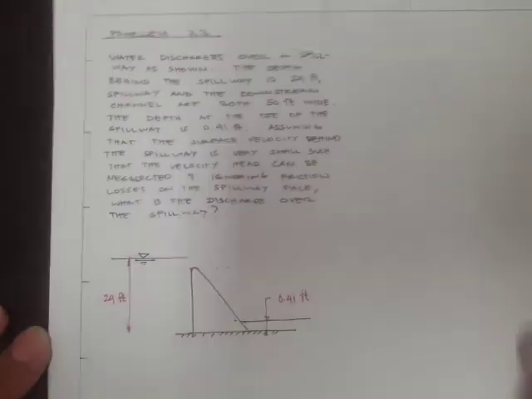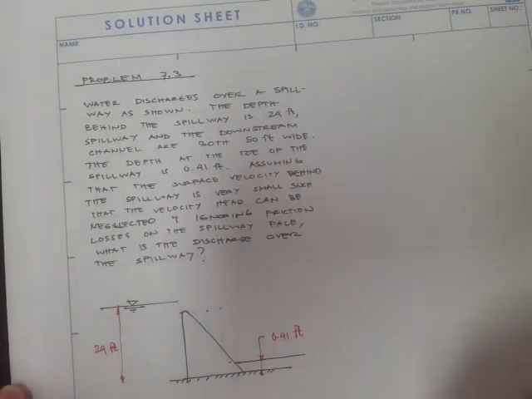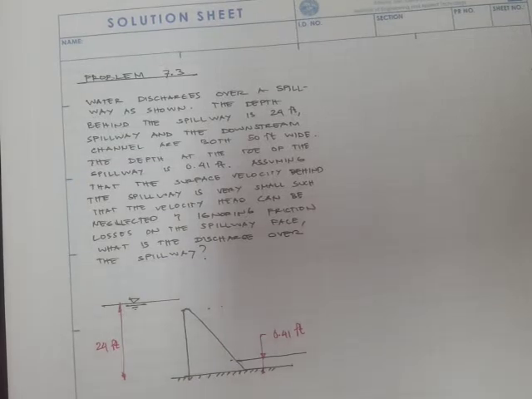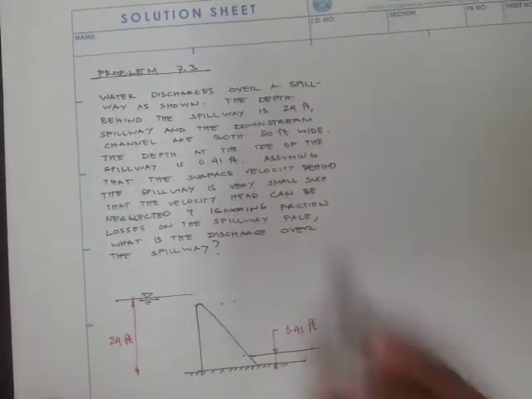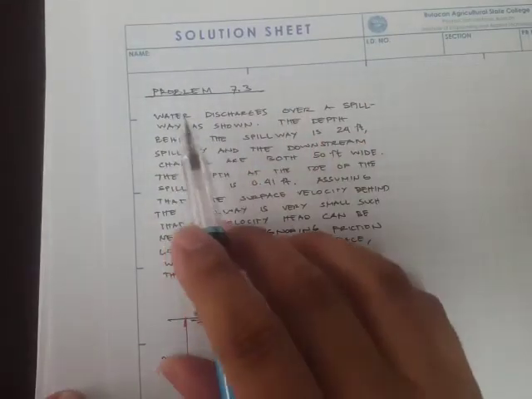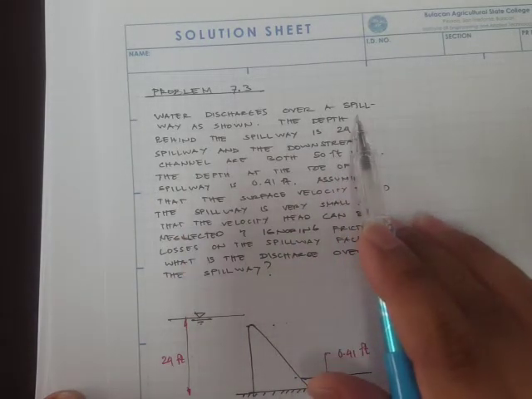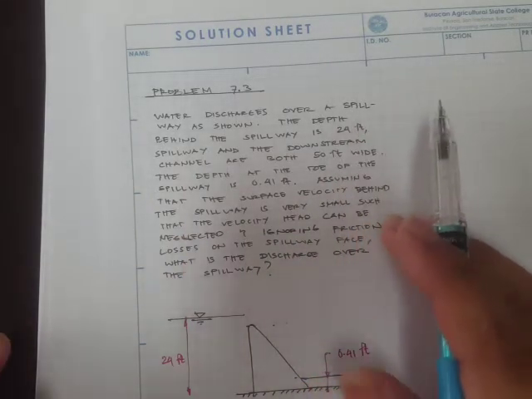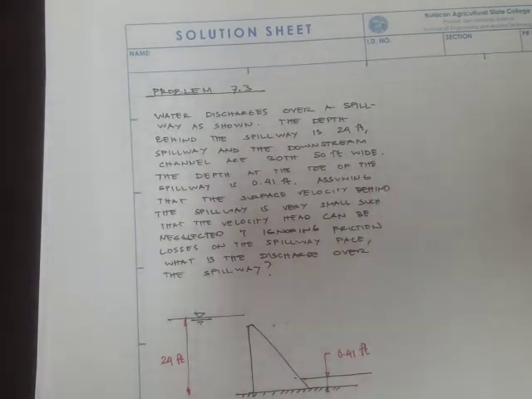Alright, welcome back again to our video lectures, and we'll do our last problem for the conservation of mass, or the continuity equation. Okay, so the problem says water discharges over a spillway as shown. Okay, so this is a hydraulic structure common to canals and open channels situations.